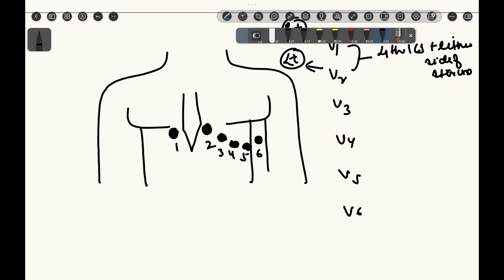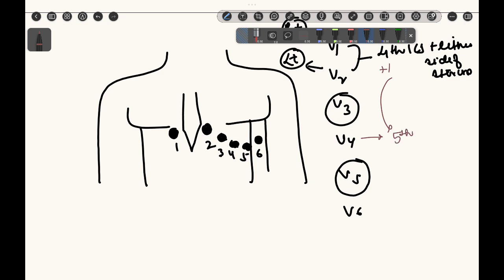So right now we have to remember V3, V4, V5 and V6. For V3, just keep it for a while. We will remember it later on. And also for V5, keep it just like that. We have to remember mainly V4 and V6. Now how to remember V4? It's again very simple. Just go one intercostal space down from above. Which intercostal space will it be right now?